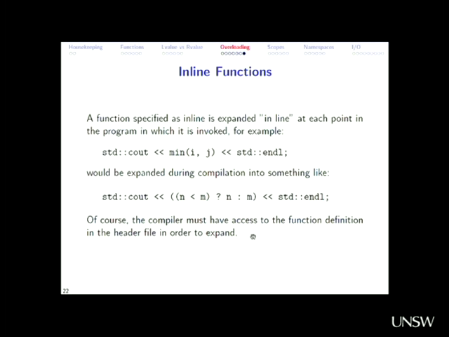And so basically what we've just said there, they get expanded inline at the call. So if we have standard cout call min of i and j, this is going to print out hopefully either i or j, whichever one is minimum. Because min is inline, that code just gets substituted straight into there.